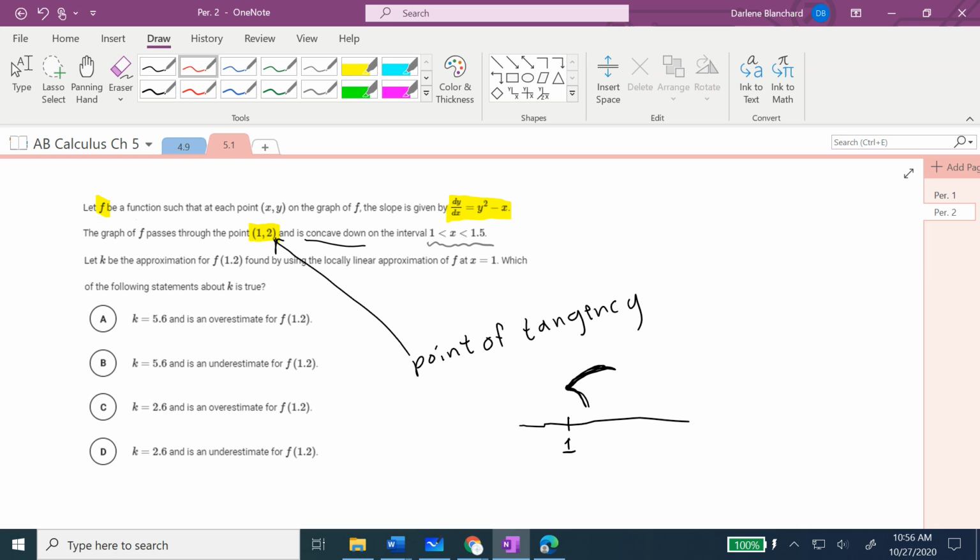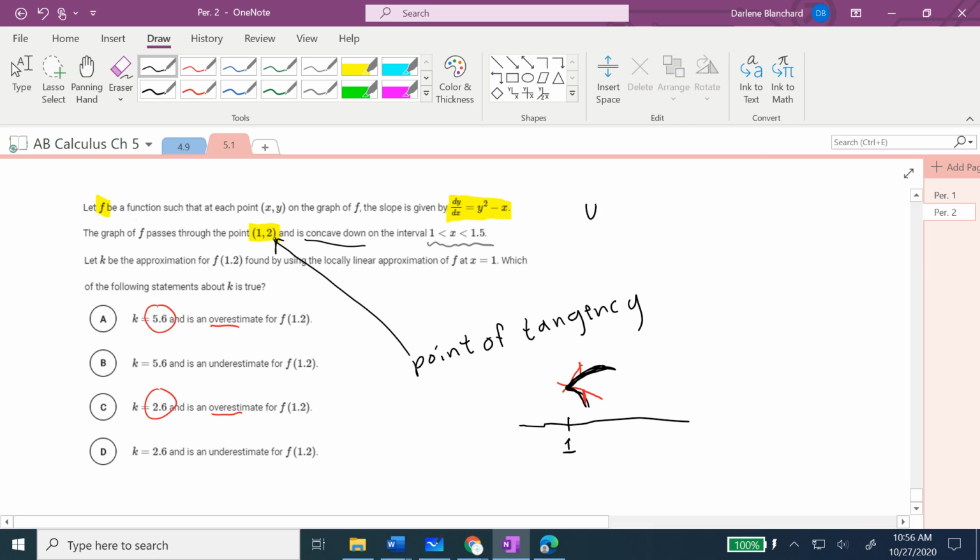Then if you draw a tangent line with that concave down, either it's this or maybe it's this, either or, you should see that it's an overestimate with that particular concavity. And so that gets you to, it's an overestimate. And then the question is, which of these two is it? And then you want to be careful.